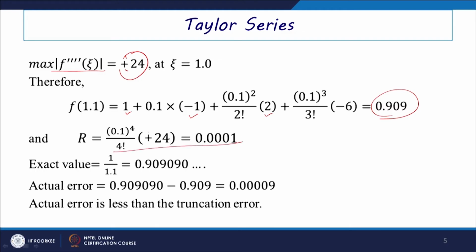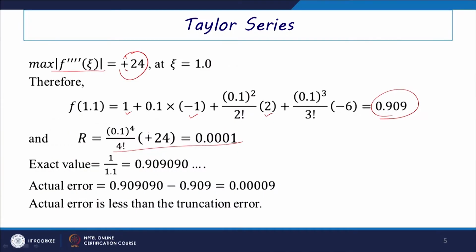So the exact value, if you go for this computation as 1 by 1 plus 1 here, that is nothing but 0.909090, and the actual error can be computed as 0.909090 minus 0.909, this equals to 0.00009. The actual error, if you see here, is less than the truncation error.